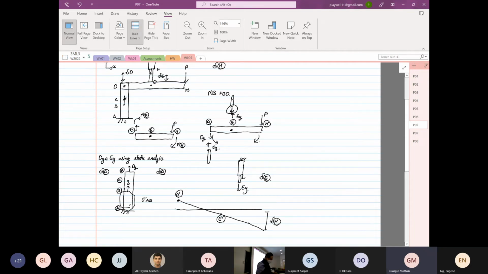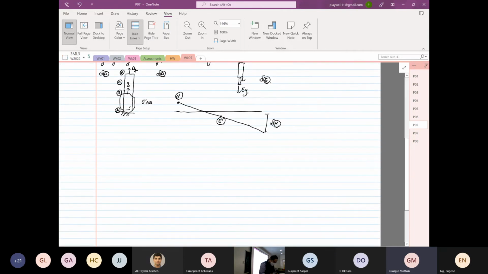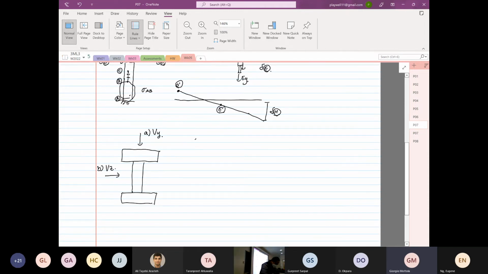Okay, let's look at the next one. The next one I gave you, is it an I-beam? Yes or no? Right, it was an I-beam. Part A of the question is when you have Vy. Part B is when you have Vz. So the thing I'll focus on, let's say we look at part A.